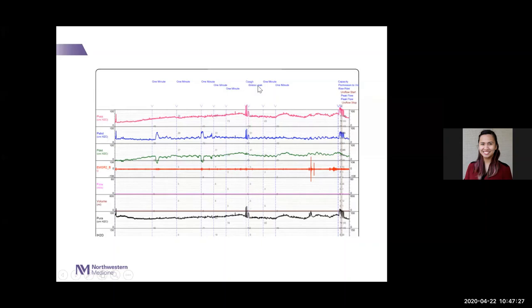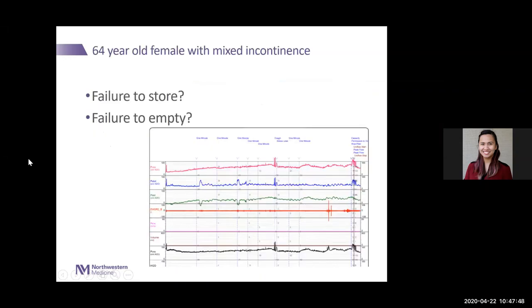You can see it's marked by leak. Like I said, with women, it's hard to have it show up on the tracing, even though it happened. And then we got her to about 100 mLs or so, and then she just couldn't really hold it anymore. There's some artifact, she was moving around, but the urine did just start leaking out eventually at about 100 mLs.